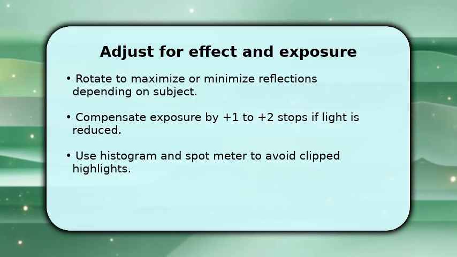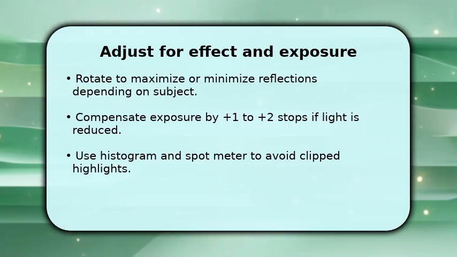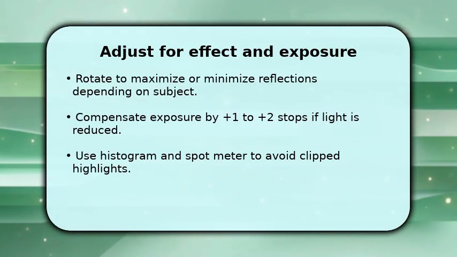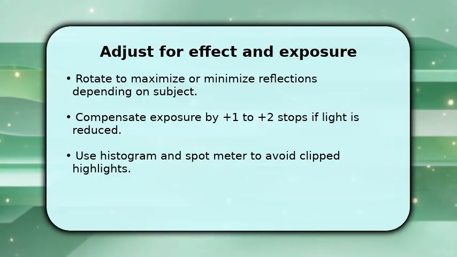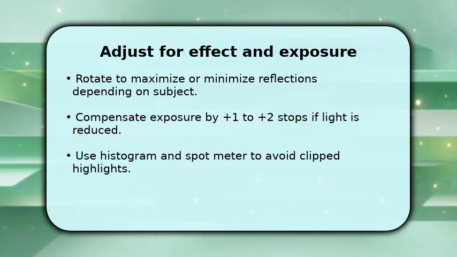Because a polarizer reduces light, make sure to check and adjust exposure, raise ISO or open aperture, or add 1 to 2 stops of exposure compensation as needed. Continuously monitor the histogram and highlight warnings to preserve detail, and bracket shots if you're unsure about the correct exposure for the effect.